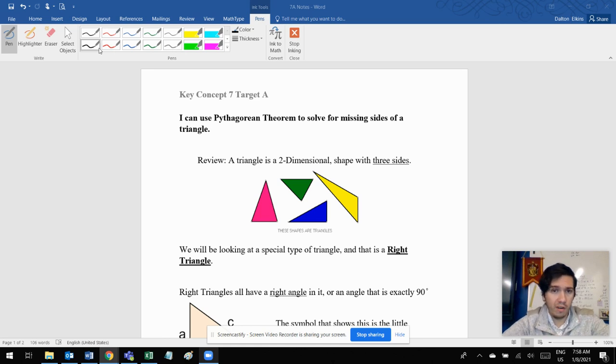Welcome to Key Concept 7. This is target A. Your goal is: I can use the Pythagorean Theorem to solve for missing sides of a triangle.